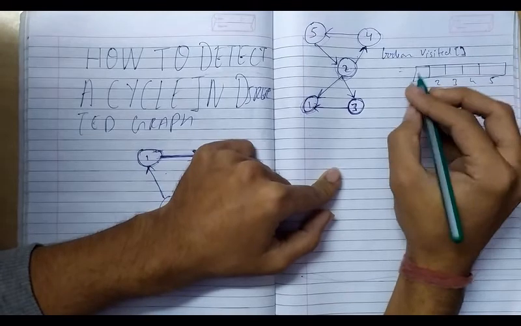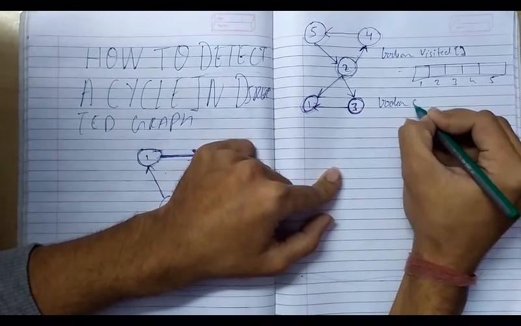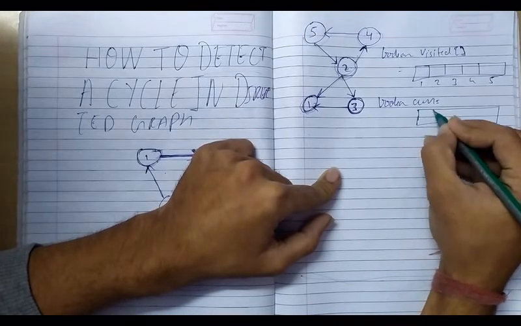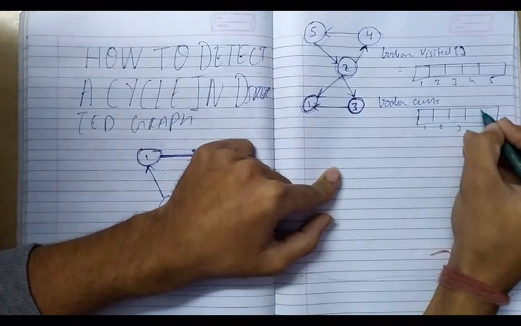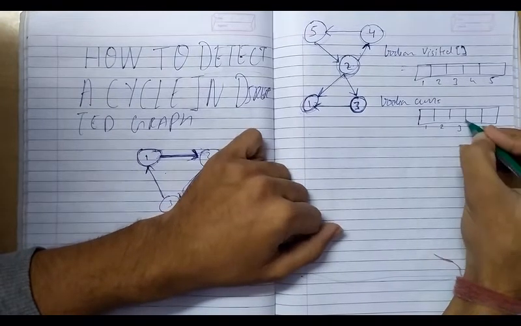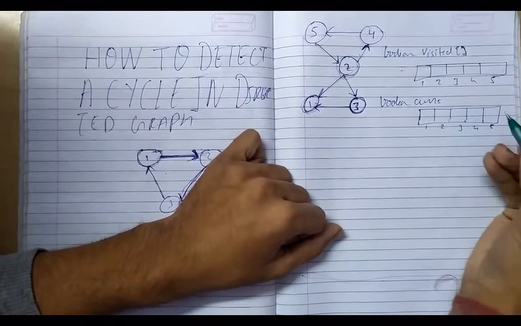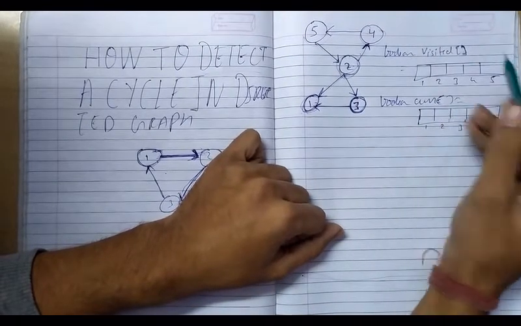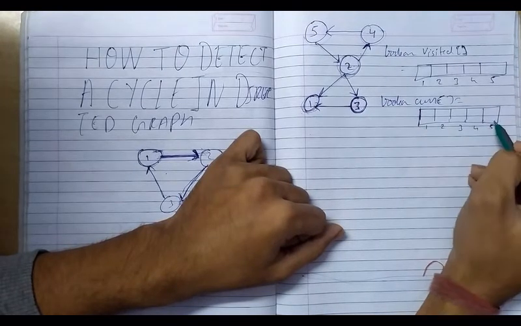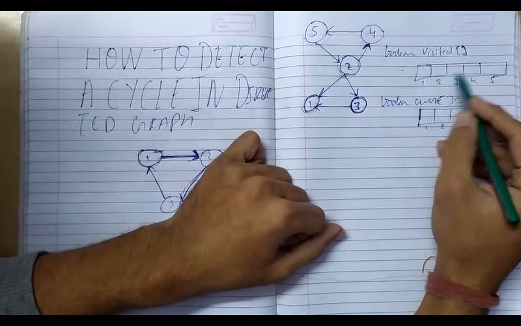What I mean to say is that let me draw another boolean array, boolean current. It will also be equal to the length of our adjacency list. By the way, if you don't know how to draw the adjacency list, you can see more videos on YouTube. There will be plenty of videos. So what I mean to say is that all the elements in this boolean array are initially false, and in this array also all the elements are false.